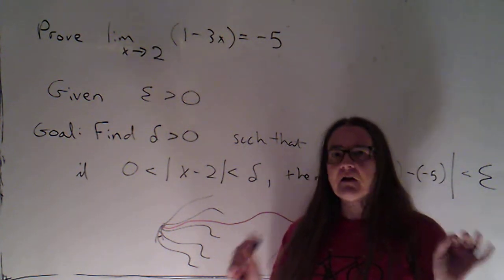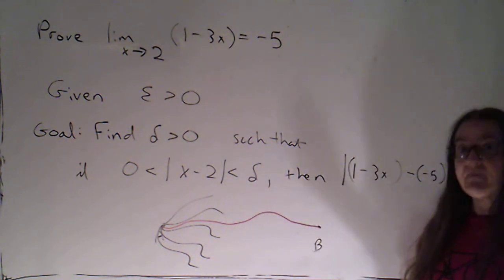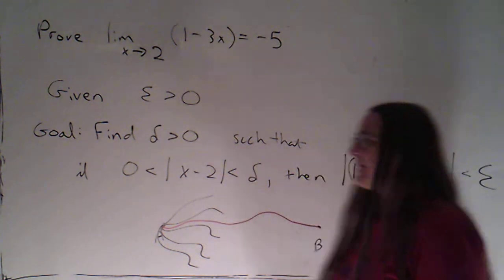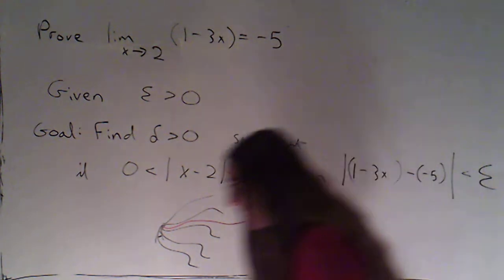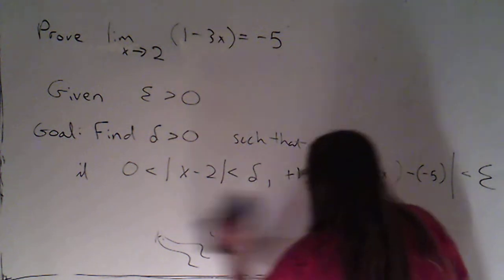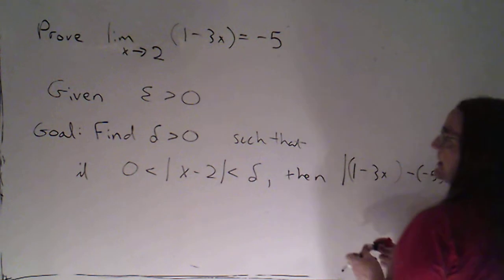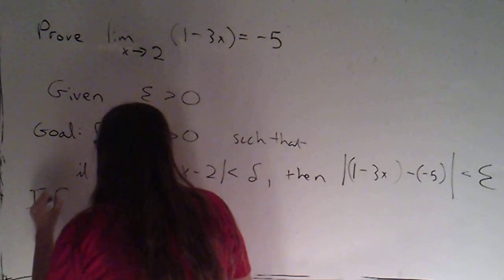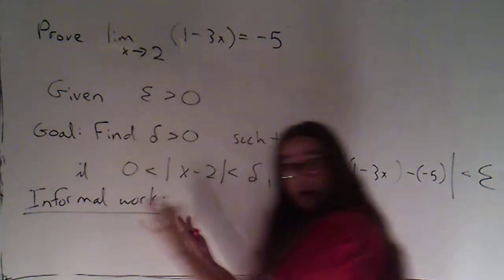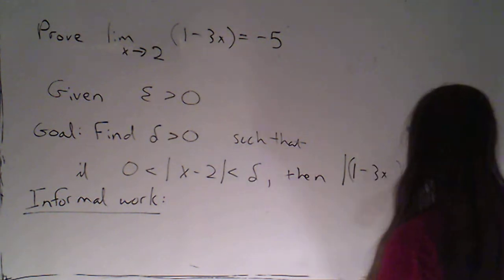So after we find a delta that we think might work in our informal work, we're going to do a formal proof to basically check and make sure that the route that we took was not a one-way street, that the delta that we found actually does work. Okay, so I'm going to just label. This is going to be my informal work. And I do want to clearly label it and distinguish that from my formal proof. Okay, so I'm going to start with this.